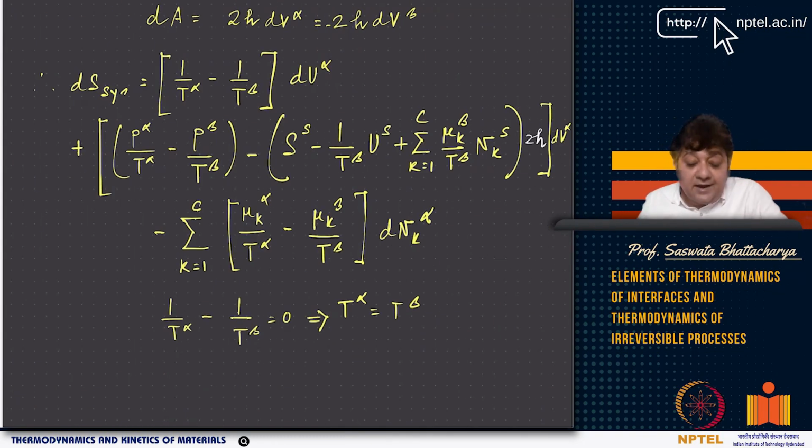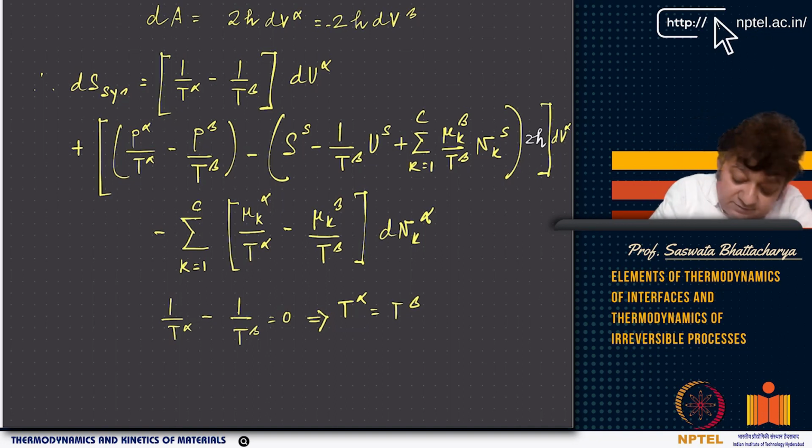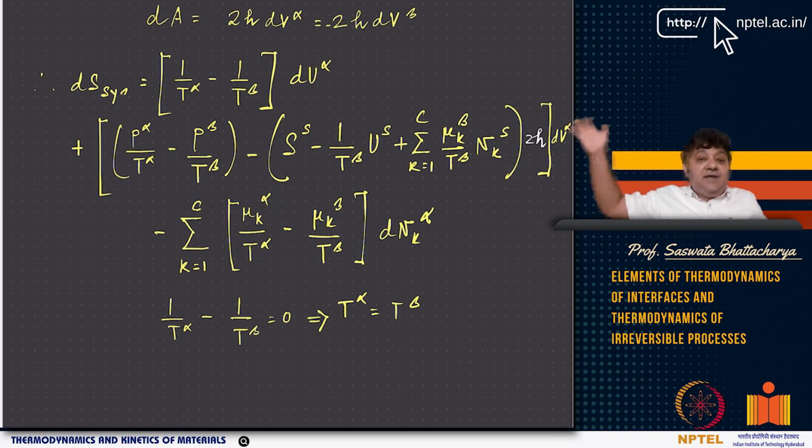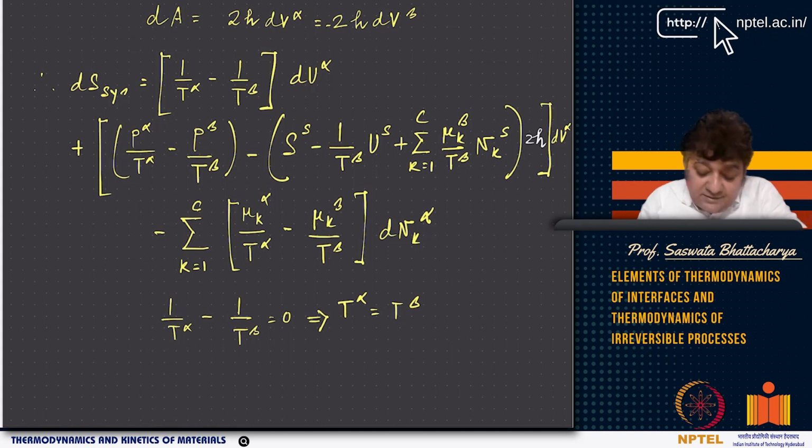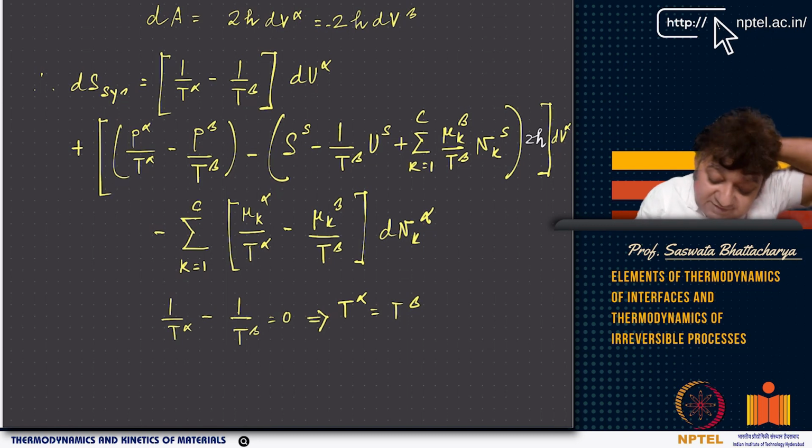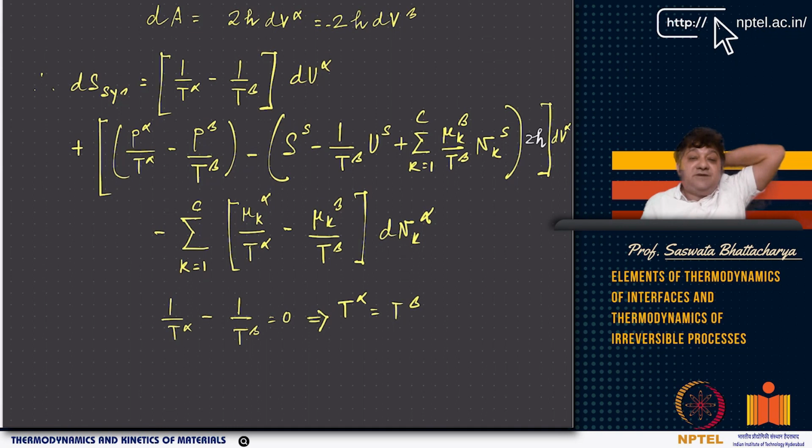Now, if you have that, think of dA. So, how is the relation between dA and dV? That is surface and volume. dA is related to dV by, I am not giving the full derivation, this mean curvature, which is H. So, dA equals 2H dV alpha, where you are looking at the alpha phase. And what is dV alpha? Basically, it is the same as minus dV beta, correct?